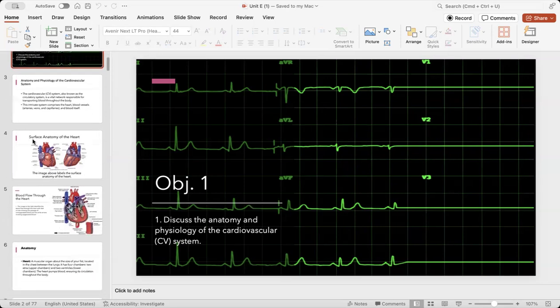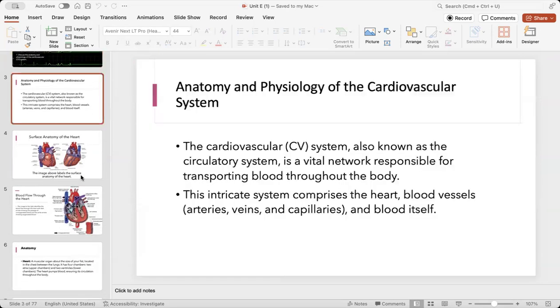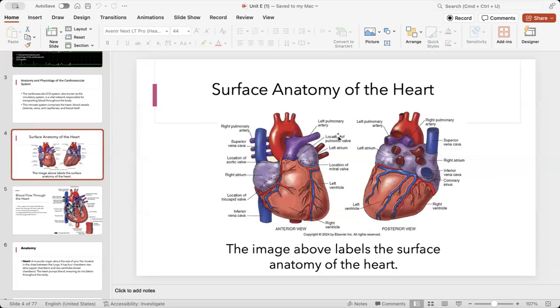What I really need for you guys for this objective is to have an understanding of, and I know we've been over this in semester one, and you've probably been over it in anatomy and physiology, but please understand the structures of the heart. We have our right atrium, our right ventricle, and then our left atrium and left ventricle. We have our pulmonary artery and our pulmonary vein that move blood from the heart to the lungs and then from the lungs back to the heart. So have an understanding of those structures.